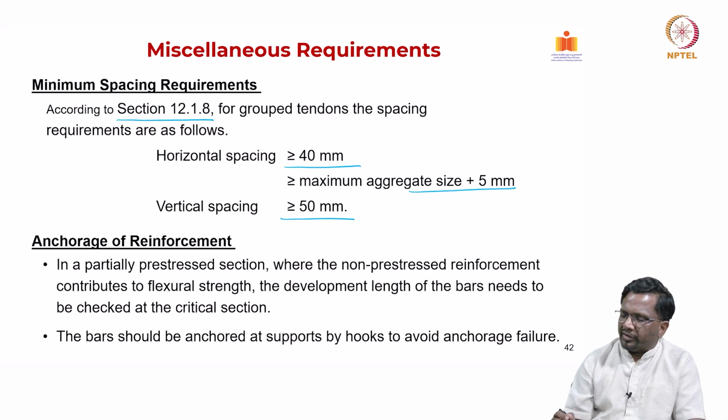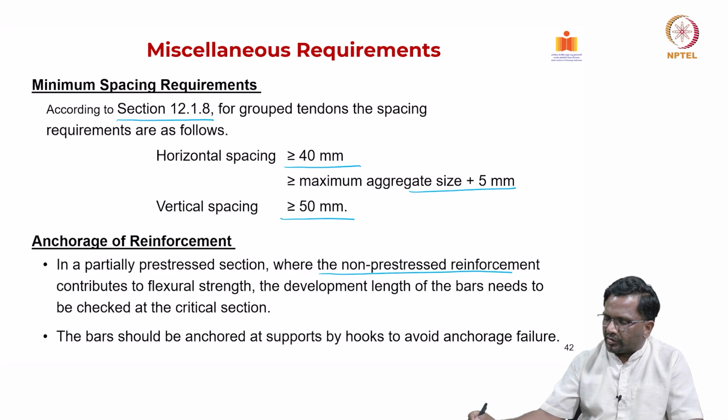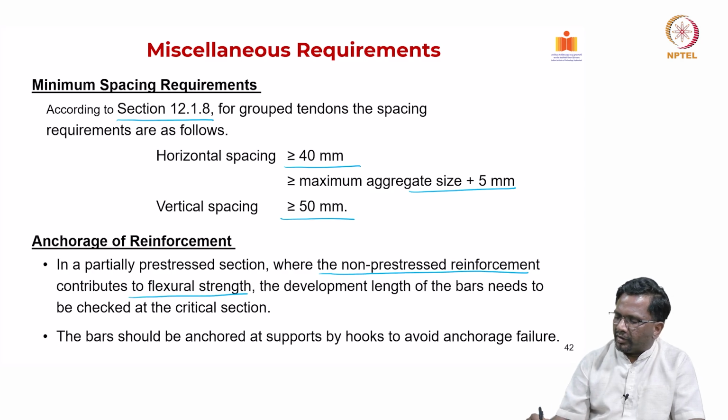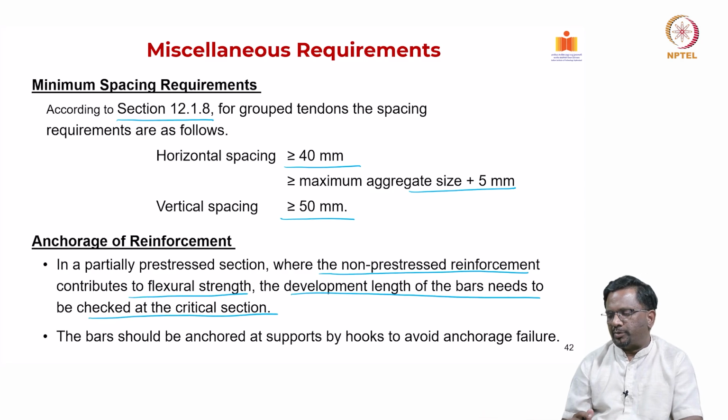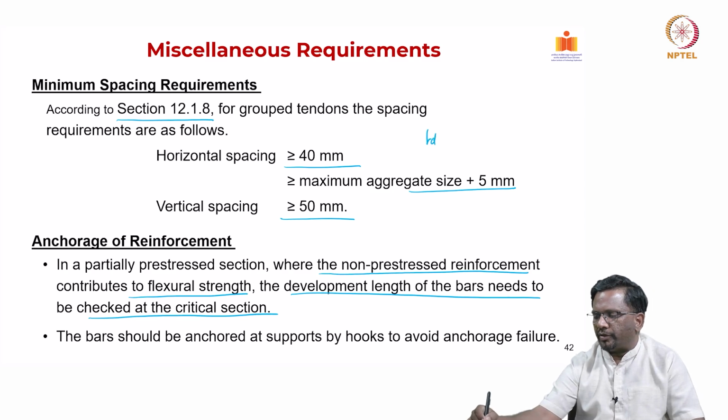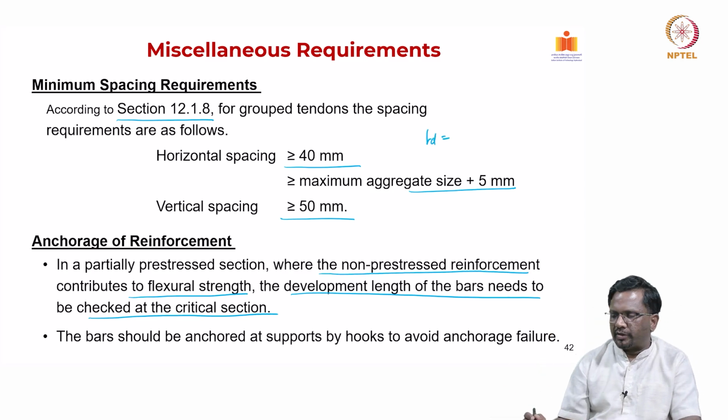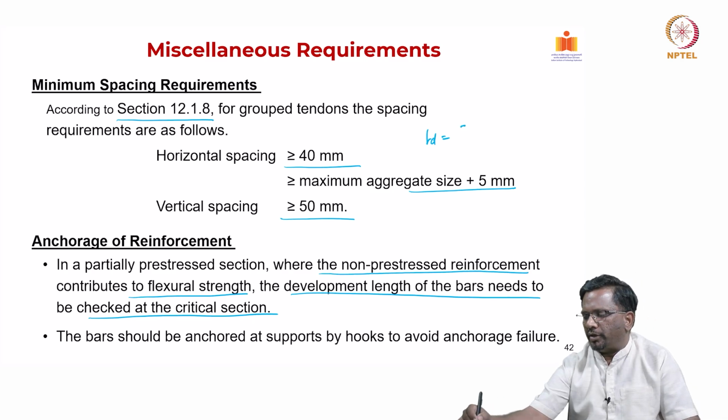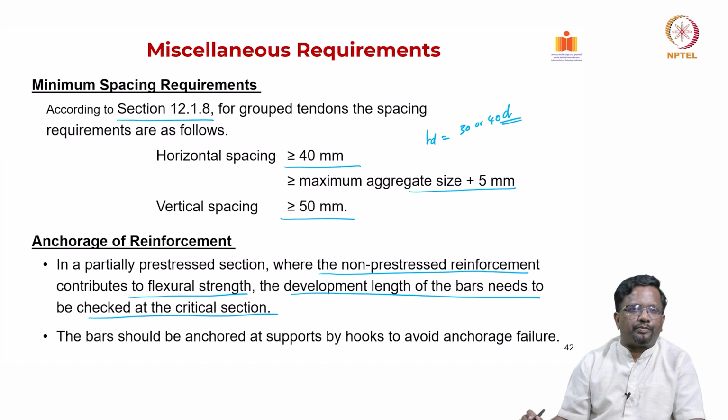In a partially pre-stressed section, when non-pre-stressed reinforcement contributes to flexural strength, the development length of the bars needs to be checked. Always the development length has to be checked. LD, we will talk about when we talk about bond aspects, is typically written as 30 or 40 times the diameter of the bar. Always it is written as a function of the diameter of the bar.